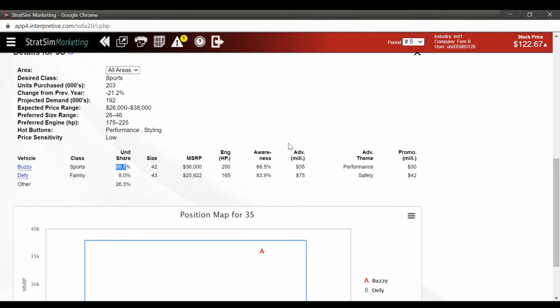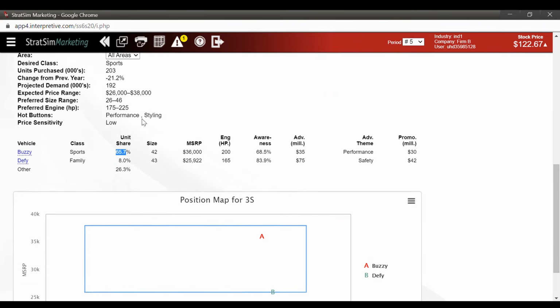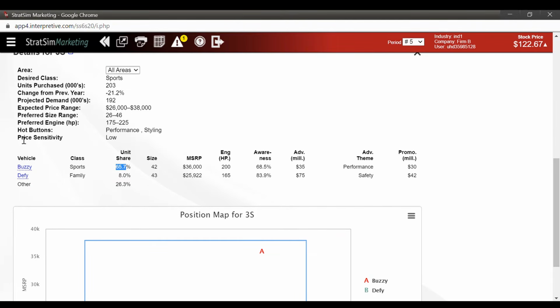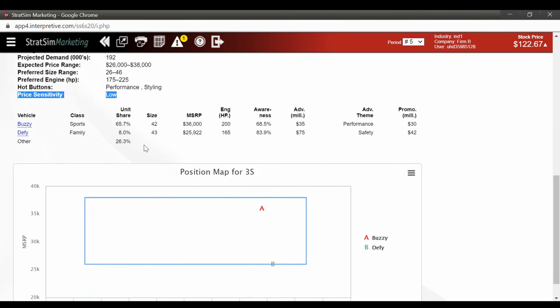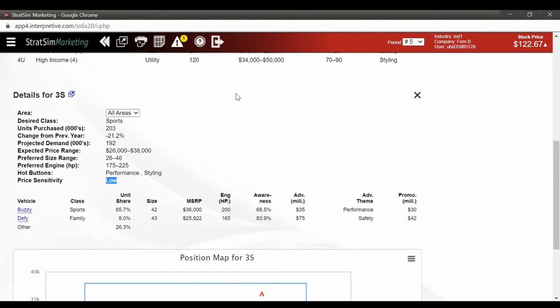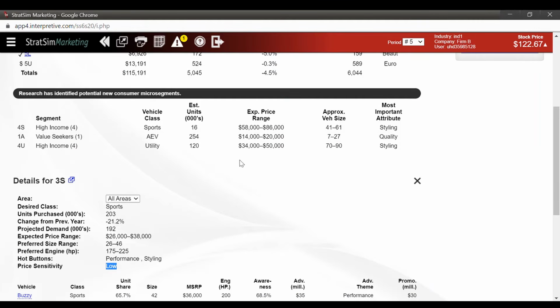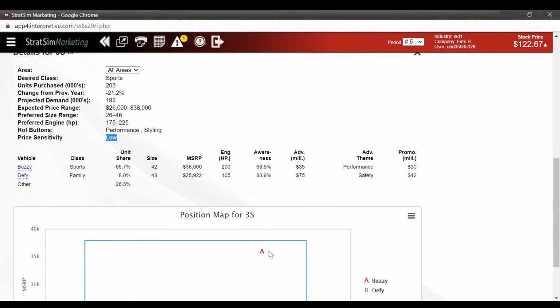And we were also able to increase the price. That's another thing to look into. The price sensitivity, at least for our firm and our vehicles, was low. So every time we increased the price, it was not affecting our sales as much. So you have the car size, you have the price, and you have other information here.